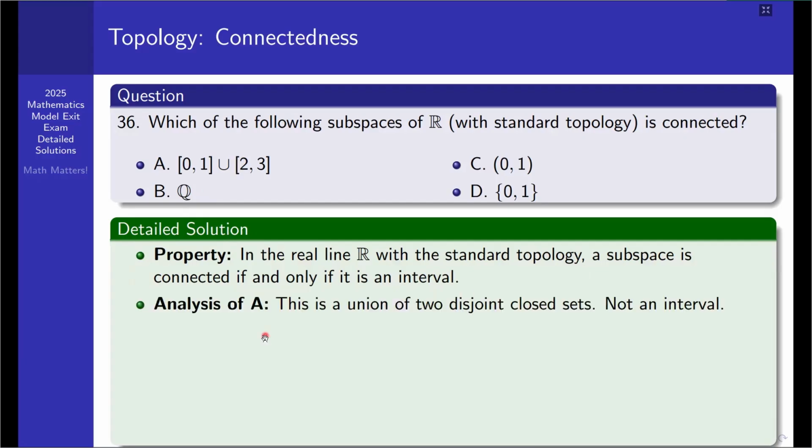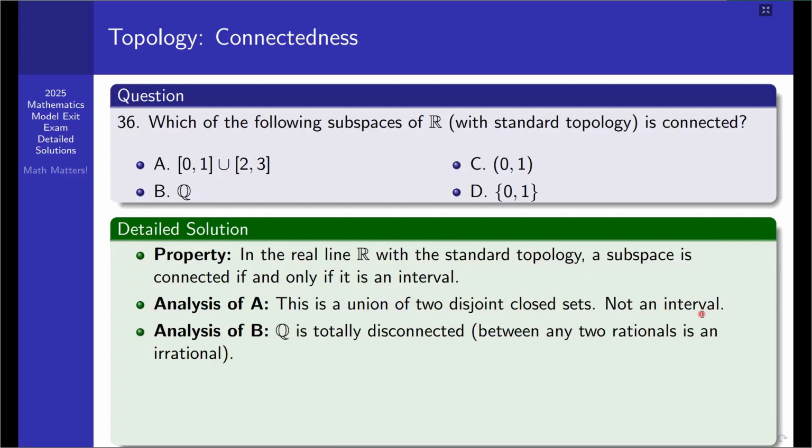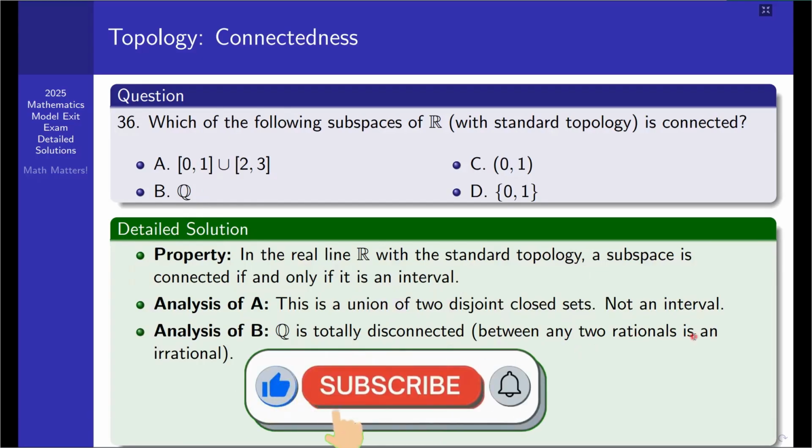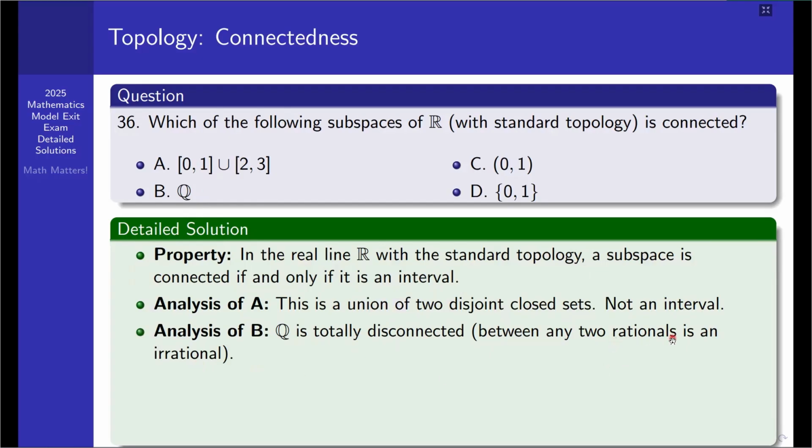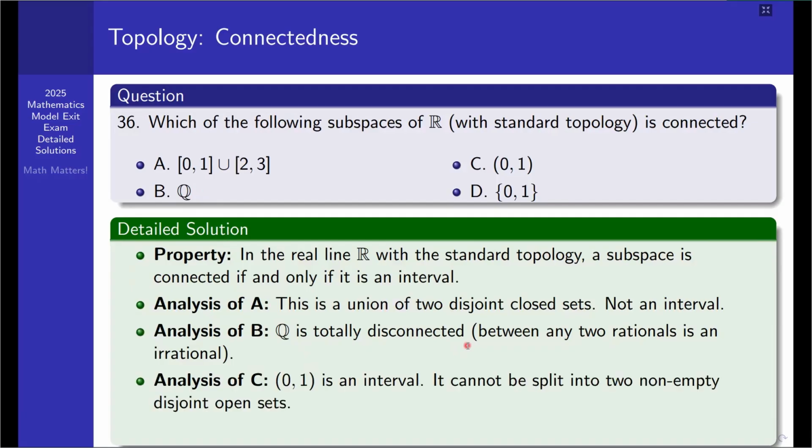When we analyze the first one, it is the union of these two intervals, a union of two disjoint closed sets, which is not an interval. B, the set of rational numbers, is totally disconnected: between any two rationals is an irrational number, because of the existence of irrational numbers. Q is totally disconnected, so it is not connected.